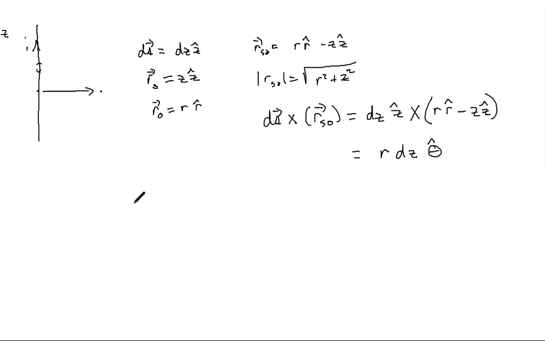So pulling it together now for my magnetic field calculation, I get that the magnetic field at this point along the midpoint is mu naught I over 4 pi times the integral of ds cross r_SO. So that's going to be r dz theta hat divided by r_SO to the third power.